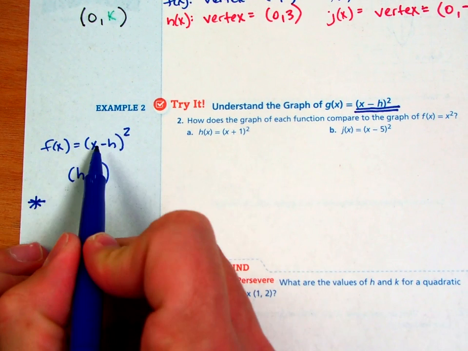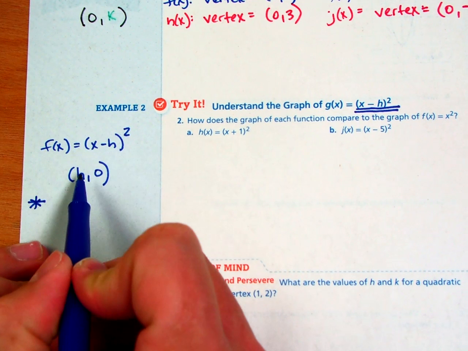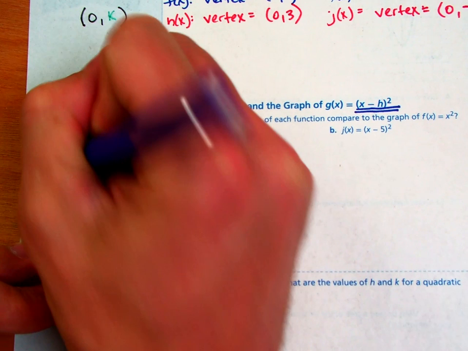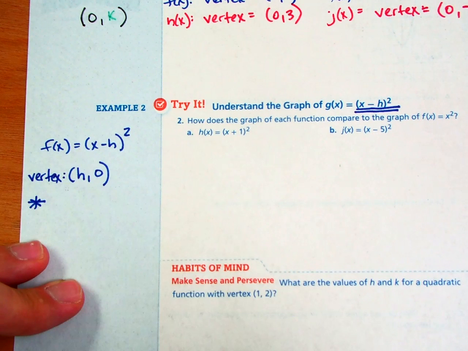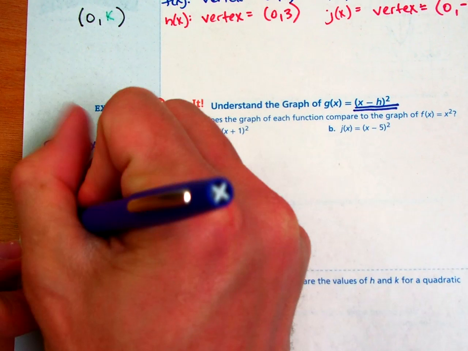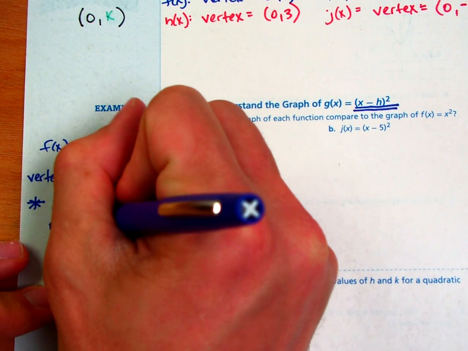Now, a word of caution. Notice here that it's x minus h, and for the vertex I have h, 0. That's because the x value is always opposite from what we see in the equation. And we have to be careful with that.